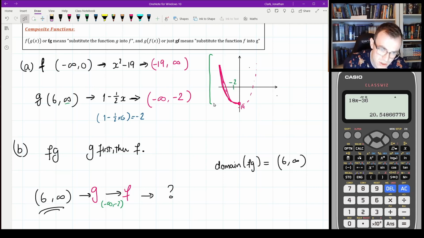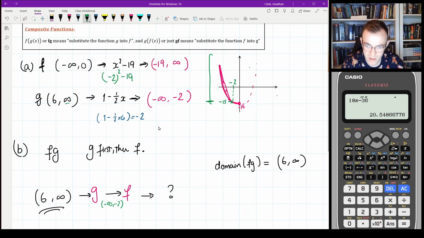So if I plug minus 2 into this function, what would happen? Minus 2 squared minus 19. That's going to work out as 4 take away 19, which is minus 15. So it's as if we cut the function here. It's minus 15, and then we work out from that point rather than the lower one. So the numbers that we get out, if we put 6 to infinity into g, then into f, we're going to end up with minus 15 on the lower end, and then unbounded on the upper one. Okay, cool.